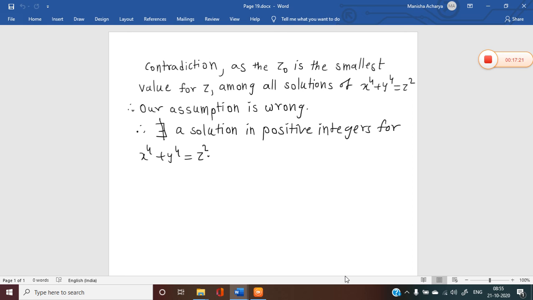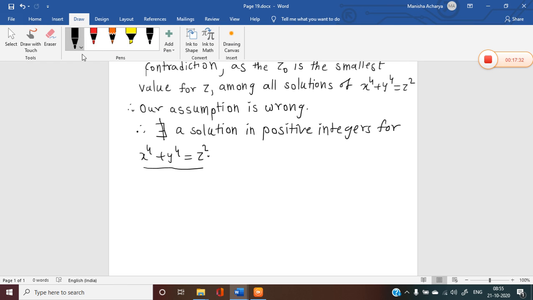Therefore our assumption is wrong, and therefore there does not exist a solution in positive integers for the given equation. I know that this theorem is very difficult to remember, so you have to practice a lot. Write it four times, five times, then only is it possible for you to remember.